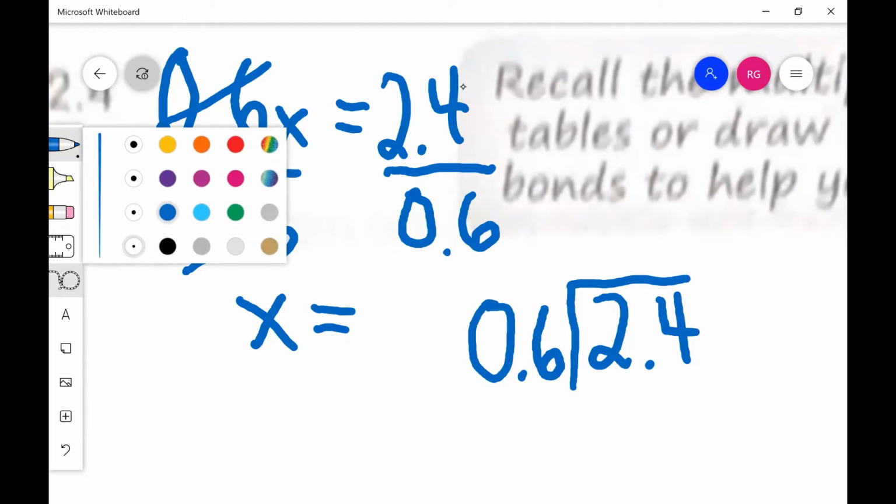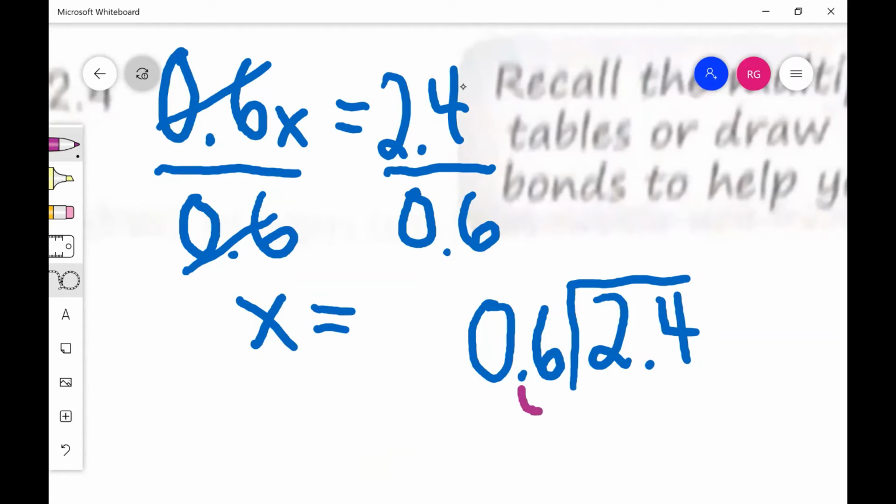Just what should we do to this decimal place here, by the 0.6? We move it one place to the right. And if we do that, what do we need to do to this decimal place? Yes, we need to move it one place to the right. So really, this just becomes 24 divided by 6, and we can do that easily. Obviously, that's 4.